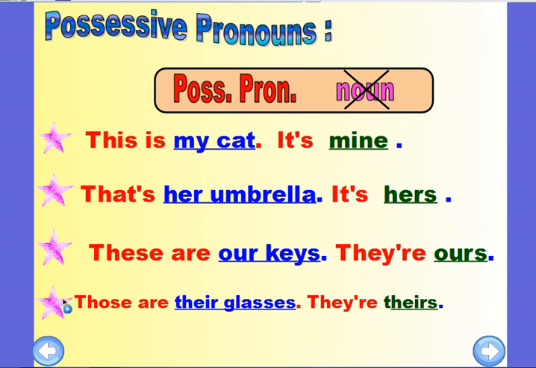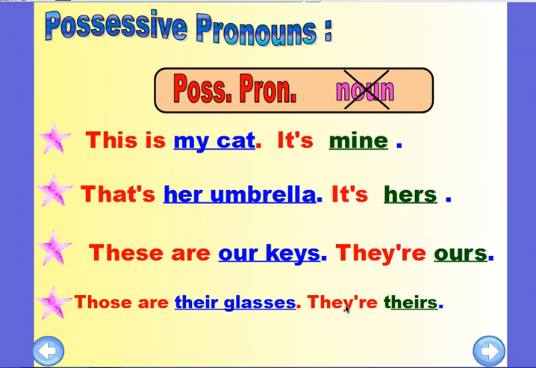Another example. These are their glasses. They are theirs. Their and theirs have the same meaning. What's the difference between their glasses and theirs? Their is a possessive adjective, so it's followed by a noun. But theirs is a possessive pronoun, so it isn't followed by a noun.